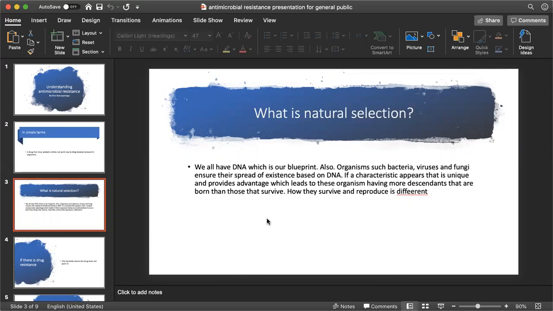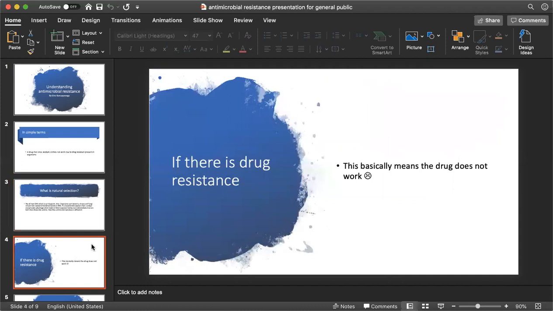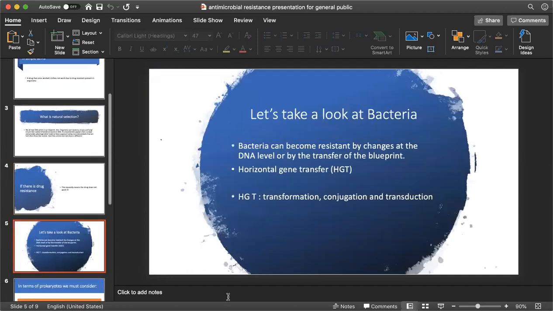Now, all of these lead to the organisms having more descendants, more babies, which are born in comparison to those that can actually survive in the environment. How they survive is different. Now, if there is a drug resistance, it basically means the drug doesn't work. By looking at the bacteria, for example, we know that bacteria can become resistant by changes at the DNA level or by the transfer of the blueprint.